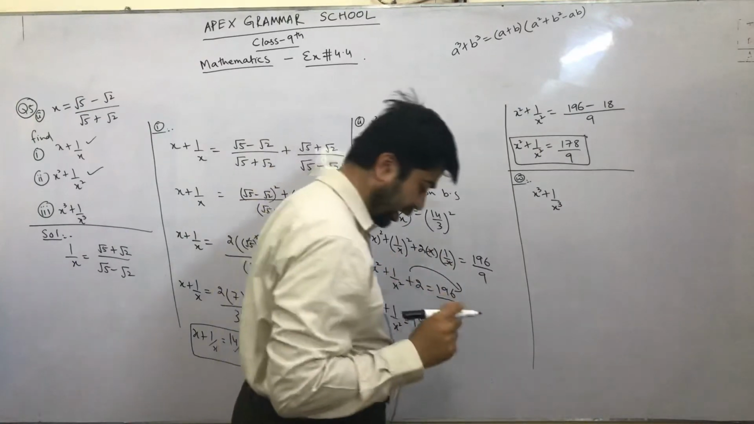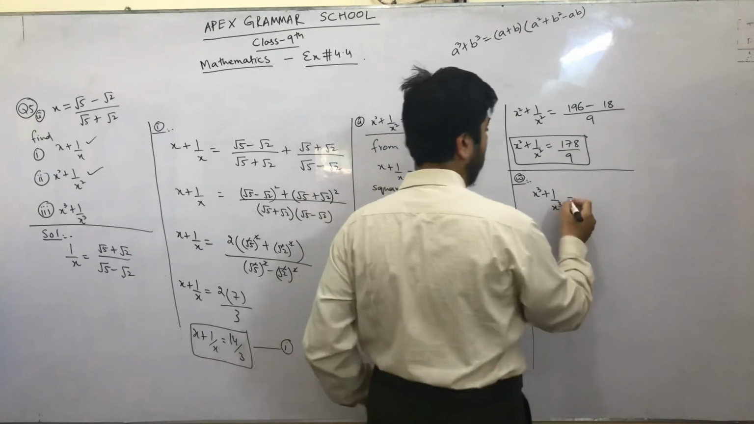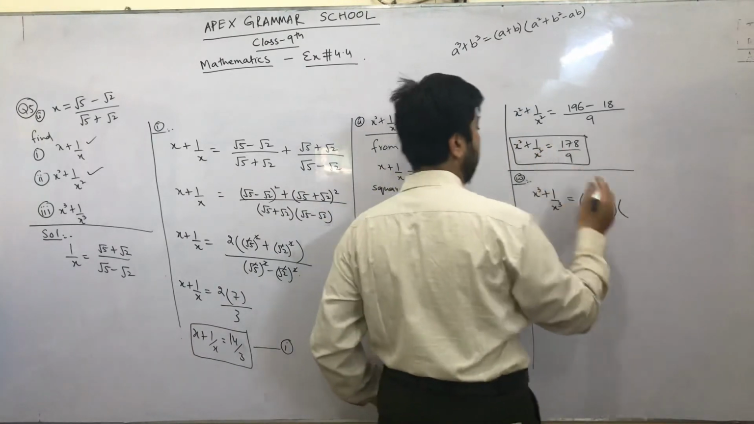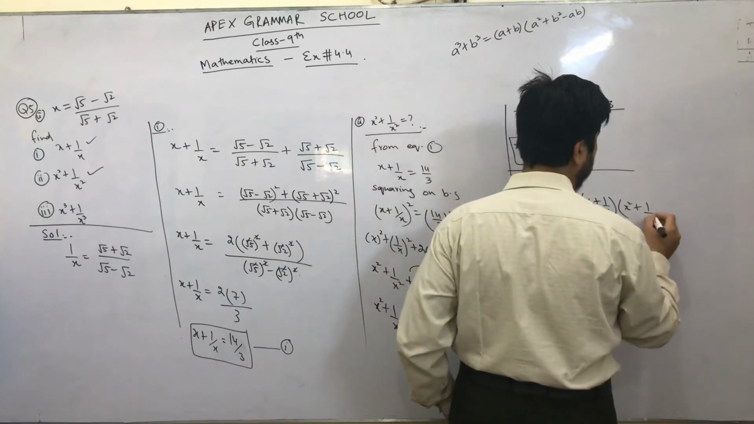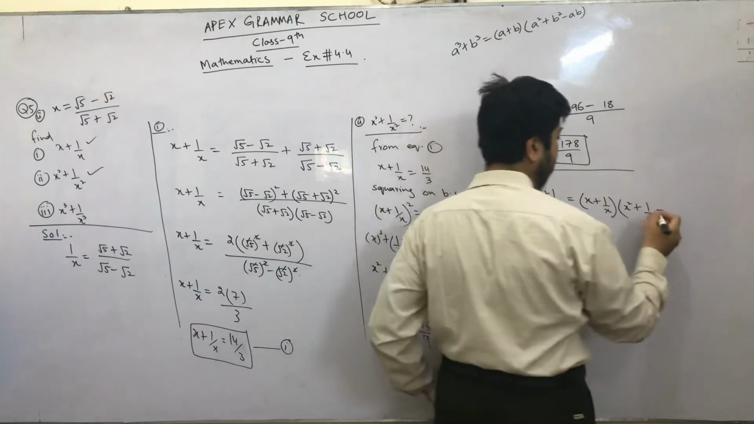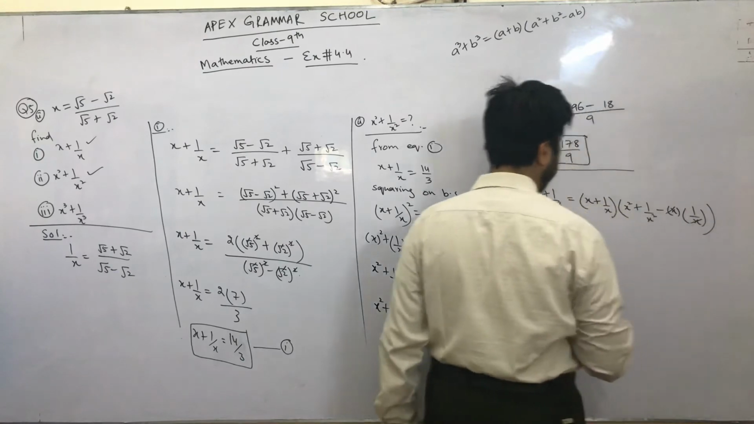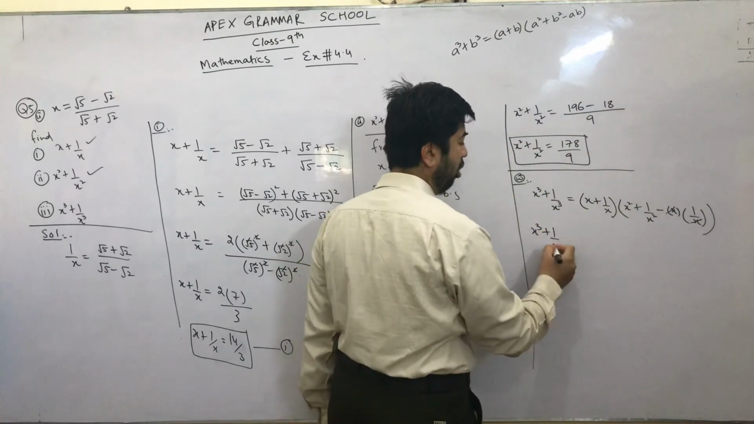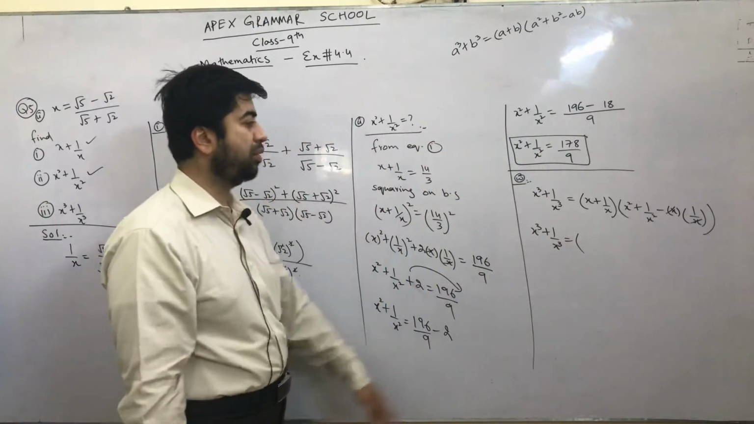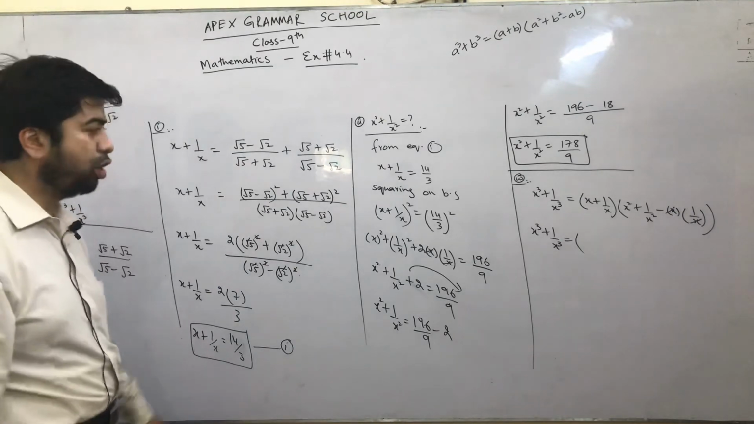So you need these values: a plus b, like x plus 1 over x, into a square, x square plus 1 over x square, minus ab. What is a here? This is x. What is b here? This is 1 over x, and ab will cancel. Now you just have to put all these values in it. What is the value of x plus 1 over x here? The value of x plus 1 over x is 14 over 3, put it.